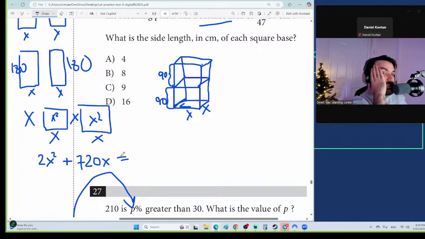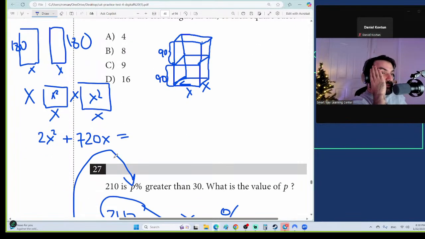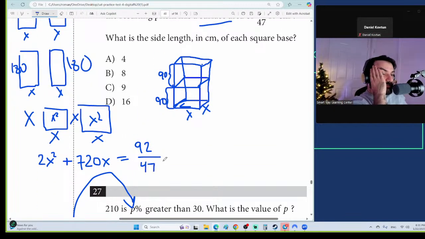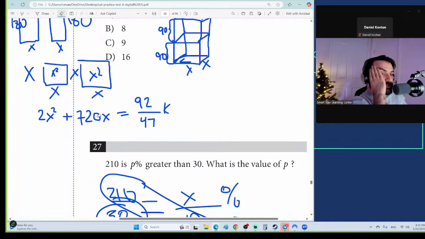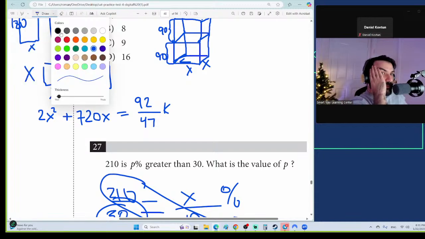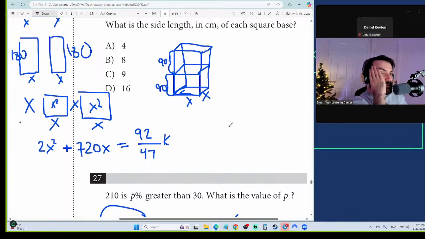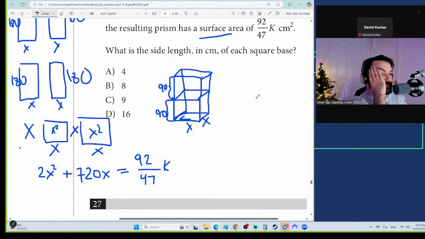And it all equals 92 over 47 k. That's one equation. And another equation will be just the original surface area, which was k, right?